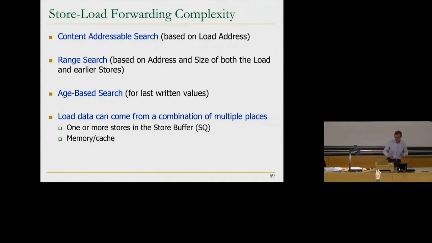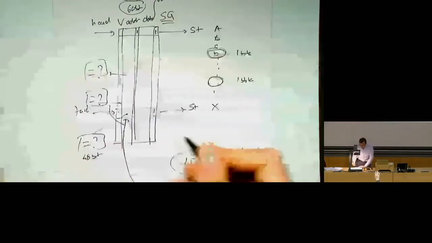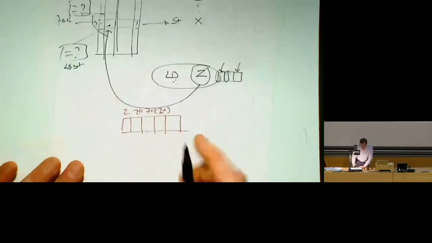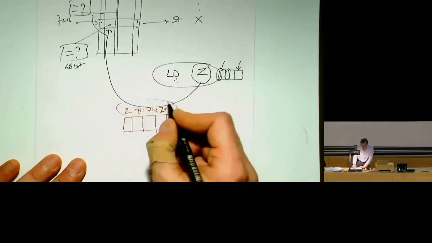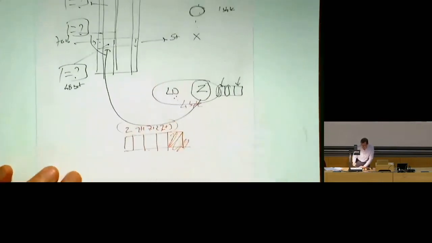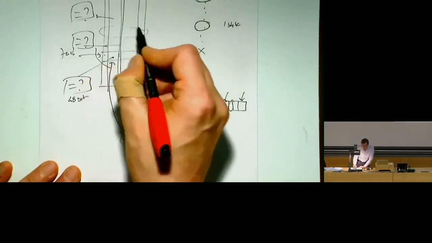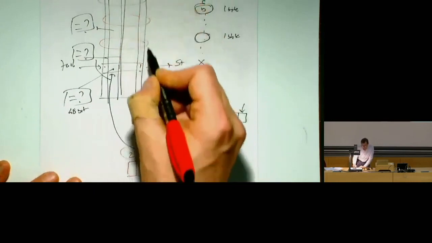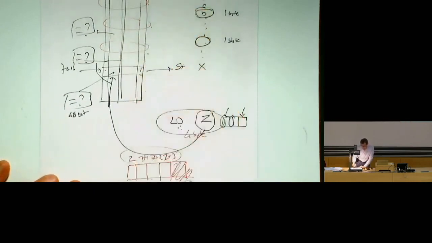Now, on top of this, load data can, let me go back over here to the DocuCam. So you need to find the latest stores. Assuming that, let's say you're loading addresses z plus 1, z plus 2, and z plus 3. Oh, you cannot see it? Okay, sorry. So basically, you want to access addresses z plus 1 because it's a 4-byte load. You need to be able to ensure that you find all of the latest writers to each of these locations.